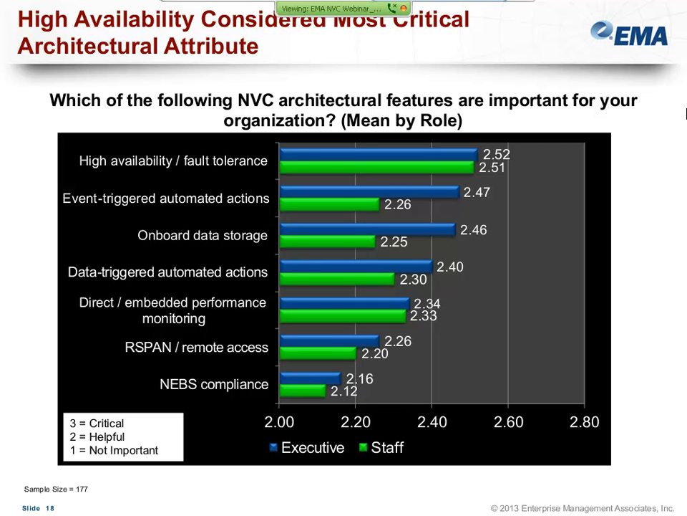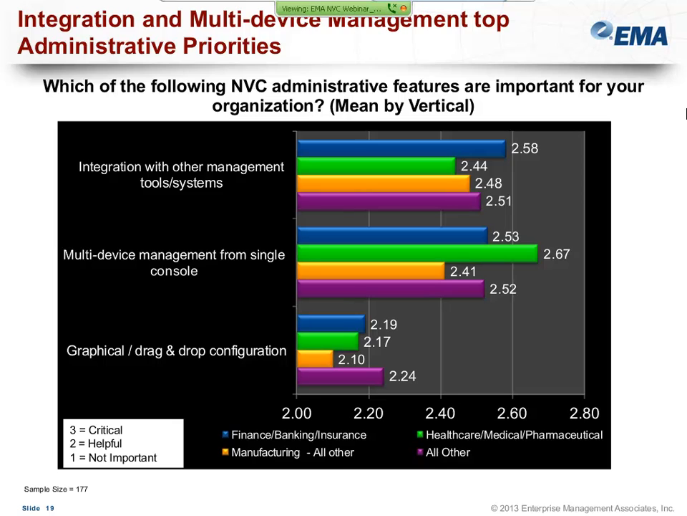The last set of measures that we did were around administrative feature sets, and there's only three here. But there is some difference in the responses and the priorities and the values perceived here. So I've got the three: integration, multi-device management, and then graphical drag-and-drop configuration. As all of these have shown, everything's always considered helpful. We didn't find anything was really truly useless. So that's a good thing, I suppose.